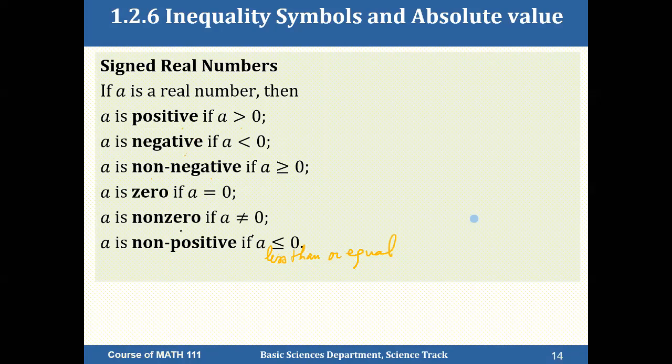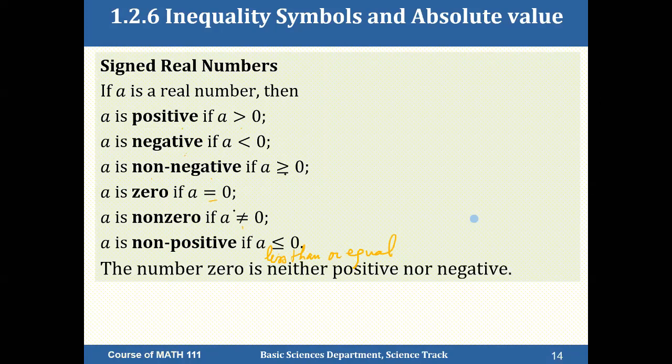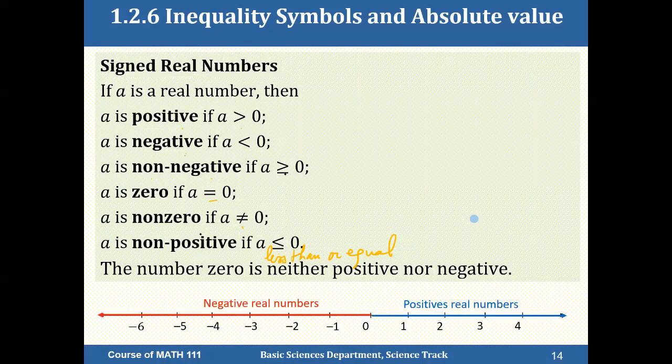Okay? A is 0 if it's equal to 0 and it's non-zero if it's not equal to 0. This is obvious. So 0 is neither positive nor negative. By convention 0 has no sign. And as I said, negative real numbers are on the left of 0 and positive real numbers are on the right. Okay?